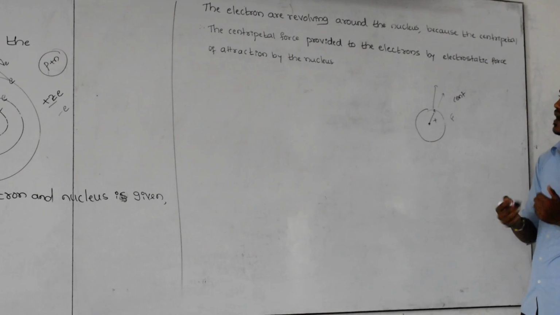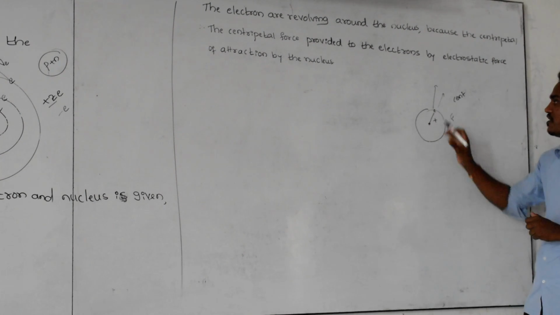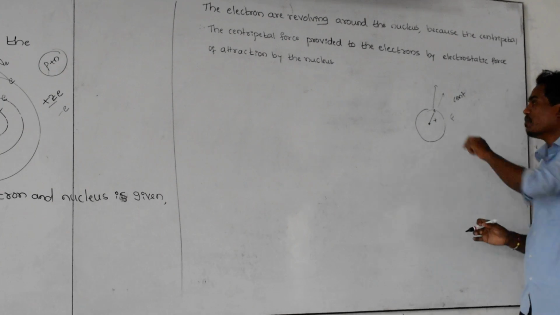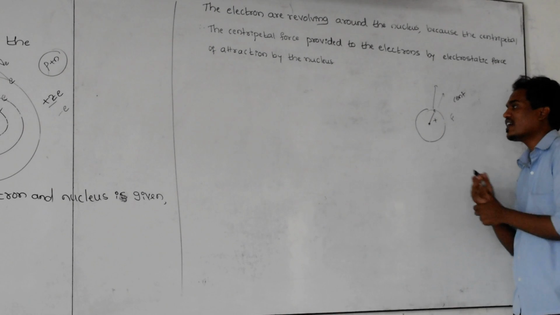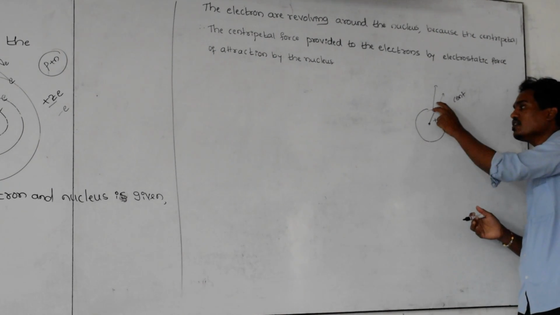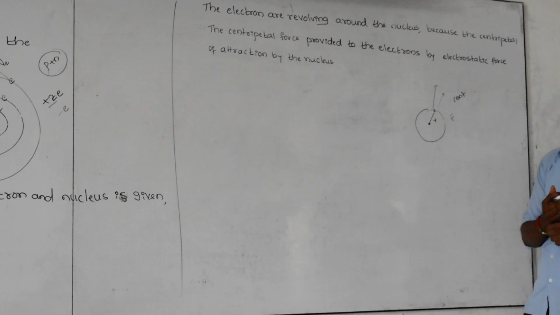That's why the magnitude of the centripetal force is always equal to the electrostatic force of attraction between these two particles. In order to get the centripetal force, the electrostatic force of attraction gives it to the electron. That's why both magnitudes are equal.